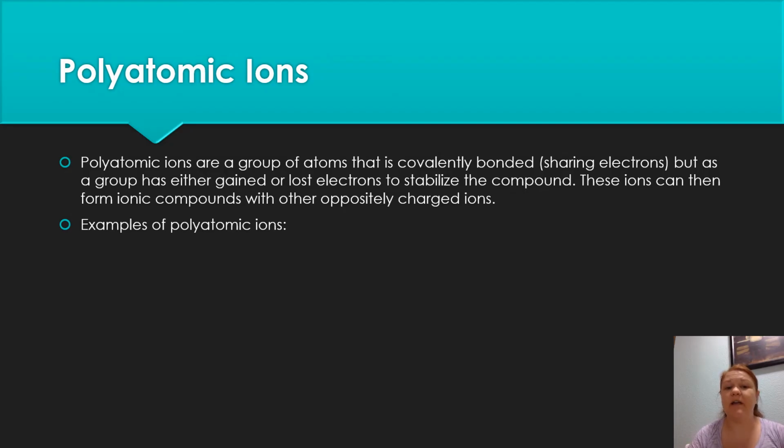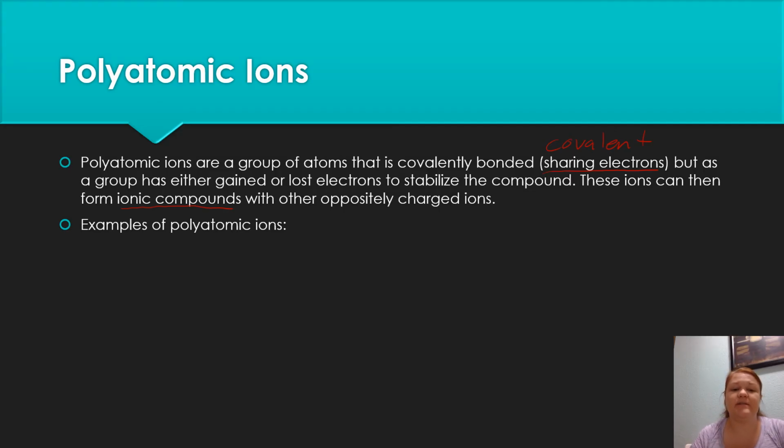All right, polyatomic ions, so another group of ions. So polyatomic ions are a group of atoms that is covalently bonded, so they're sharing electrons with each other, but as a group has either gained or lost electrons to stabilize the compound. These ions can then form ionic compounds with other oppositely charged ions. So we have something that is sharing electrons, that's covalent bonding, and then it forms an ion, and then it can form ionic compounds with other oppositely charged ions. So it does both types of bonding within the same chemical.